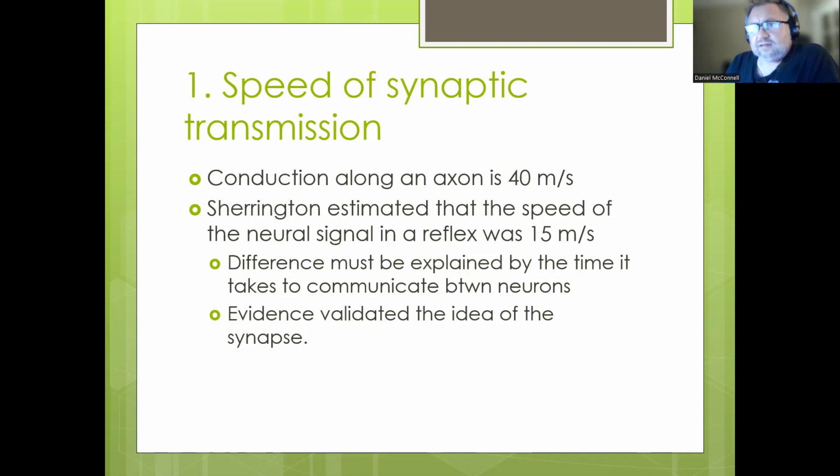So based on Sherrington's refinements of Helmholtz's techniques, he estimated that the speed of a nerve impulse along an axon is 40 meters per second. That's pretty quick, right? But one of the things that Sherrington had noted is that when studying certain reflexive actions, and looking at the reaction time to activate a reflexive response, just like the knee jerk, right?